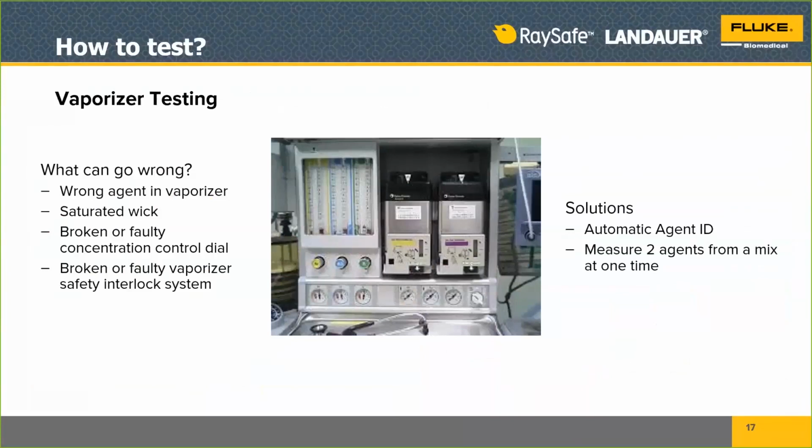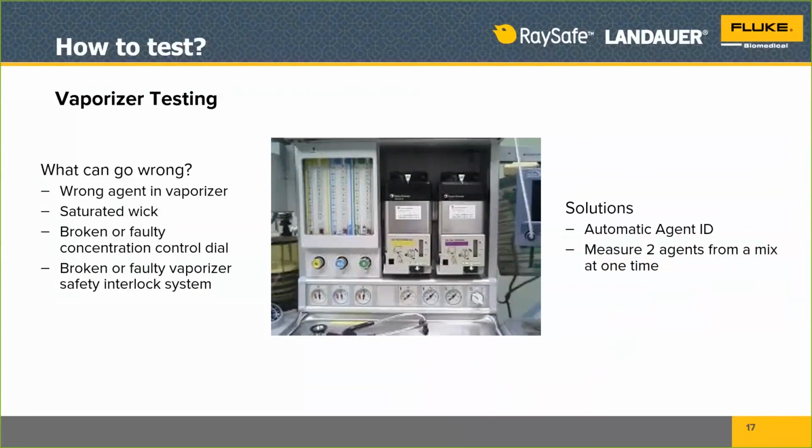So in terms of vaporizer testing, there are a lot of things that can go wrong. One thing that can happen is that you can misfill the vaporizer. Although the agents are keyed so that you shouldn't be able to fill a vaporizer with the wrong agent, it can happen. So just keep that in mind. It may be misfilled with the wrong agent.